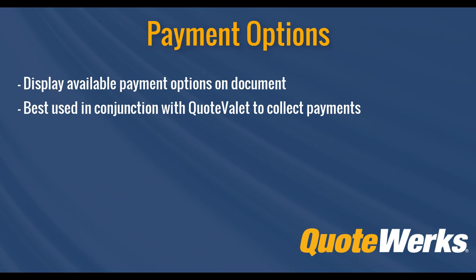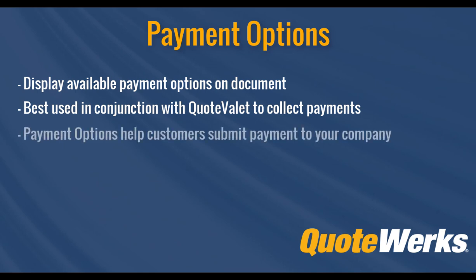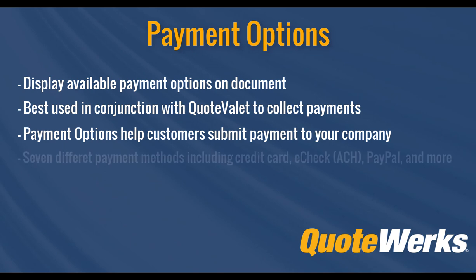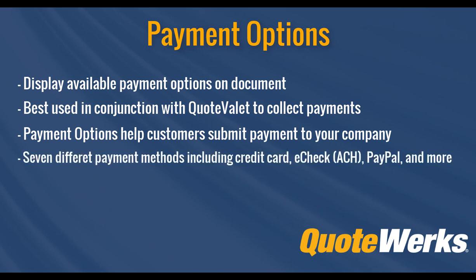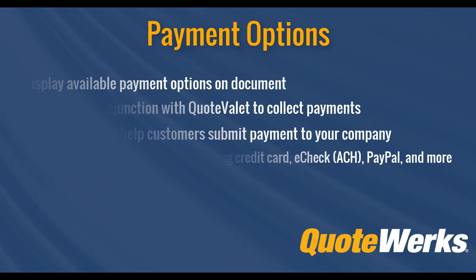Payment options allow you to specify on your quote or proposal document how the customer can submit payment to your company. They are set on the Sale Info tab in QuoteWerks. There are currently 7 payment options available. These include credit card, e-check/ACH, check, PayPal, wire transfer, and 2 custom payment options. You can mix and match these payment options on every document as needed.